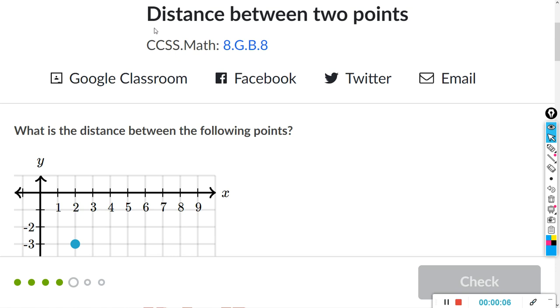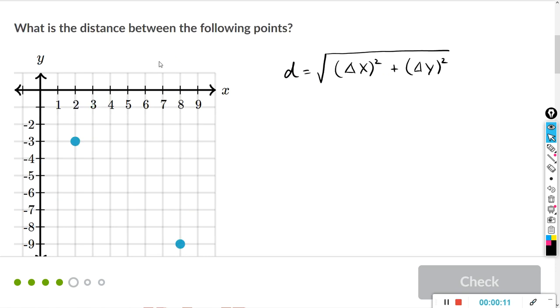This will be for the assignment, distance between 2 points. Okay, so they're asking what is the distance between the following points, and here they are on the graph.